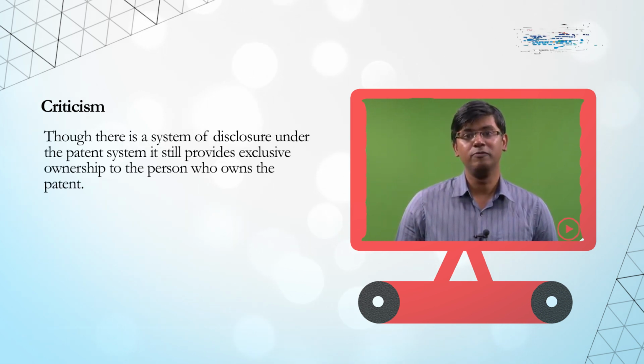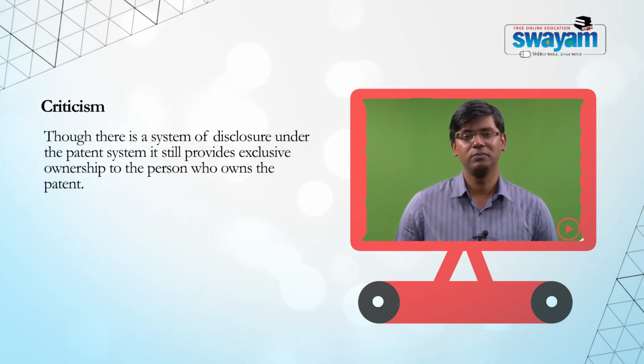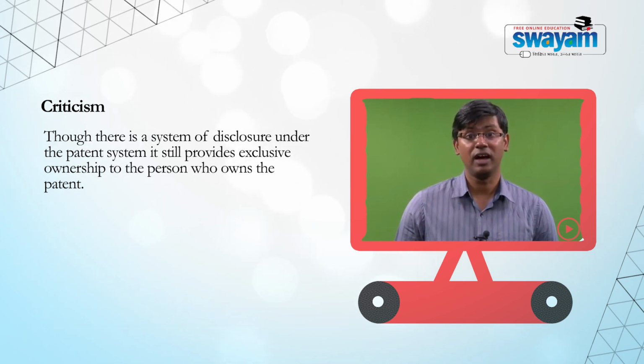Though there is a system of disclosure under the patent system, it provides exclusive ownership to the person who owns the patent. Further, today the owner of the invention can restrict others from freely using the invention for a certain period of time. Had the patent system prevailed during the time when the wheel was invented, it would have restricted others from freely using the invention.